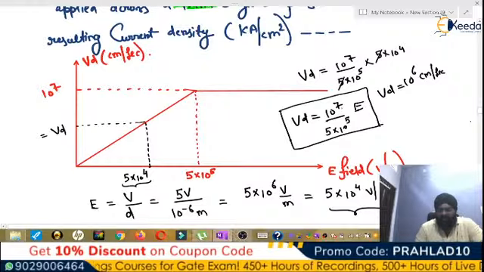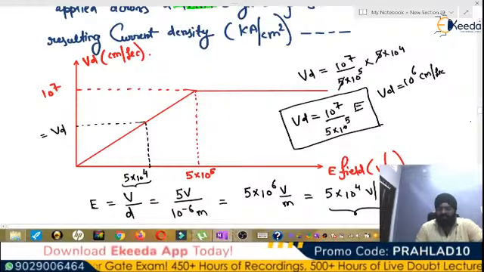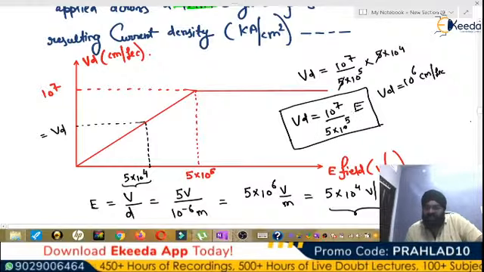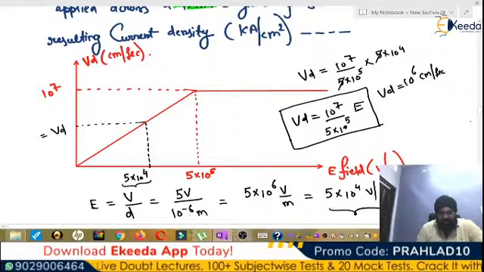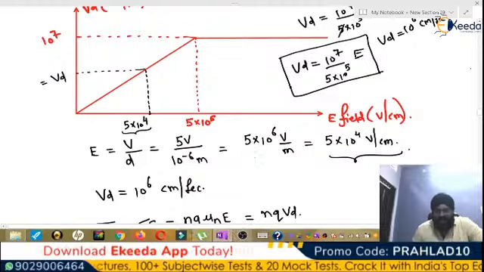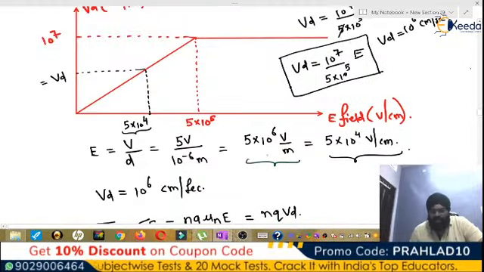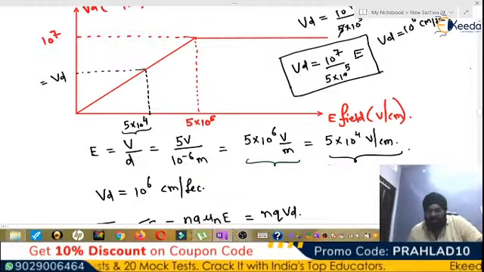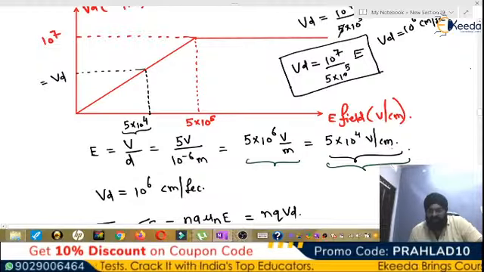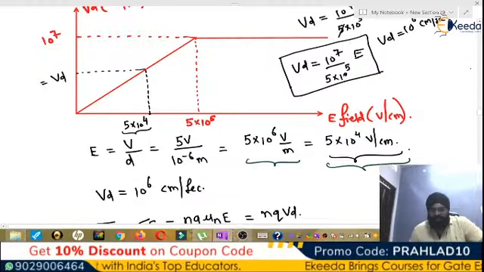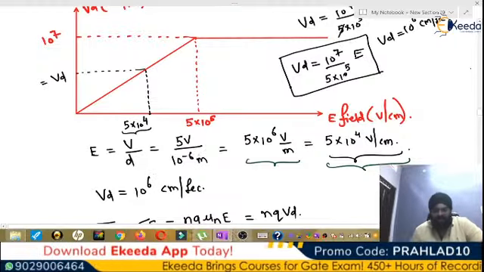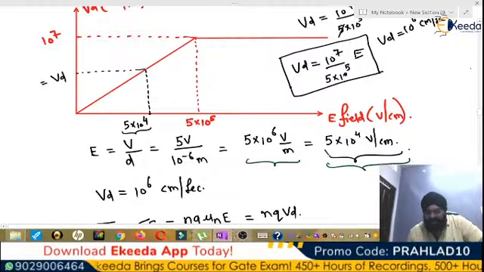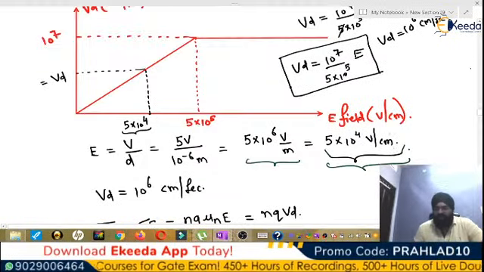So we are given the electric field. Voltage is given 5 volt and distance is given 10 to the power minus 6. So here the electric field will be 5 into 10 to the power 6 volt per meter. When we calculate in volt per centimeter, it is 5 into 10 to the power 4 volt per centimeter. So we have to calculate the drift velocity at this particular electric field, 5 into 10 to the power 4 volt per centimeter.